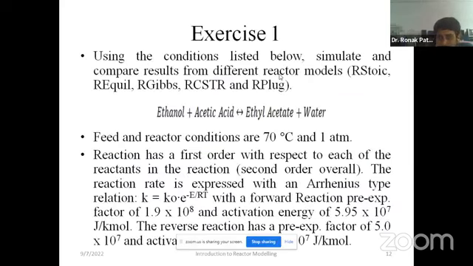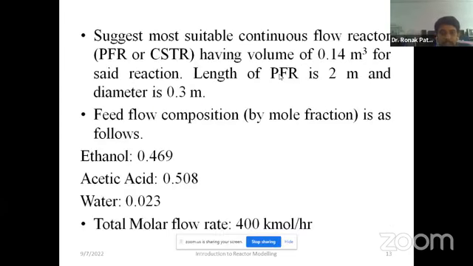Now, taking the first example of an esterification reaction, ethanol plus acetic acid gives us ethyl acetate plus water, and this is what we are going to see in the Aspen Plus simulation. We are going to compare these different models, which are RStoic, REquil, RGibbs, RCSTR, and RPlug, for the same amount of input. The reaction is first order with respect to each of the reactants, and we have also been given the pre-exponential factor and activation energy for the forward and backward reactions in this problem statement.